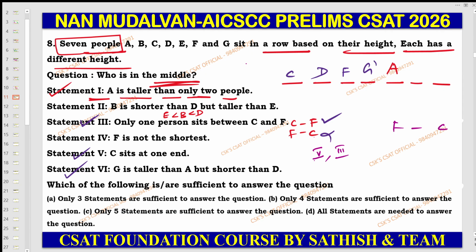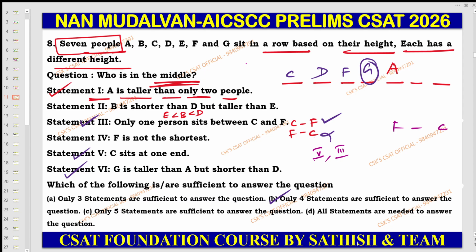So now you have to find out what? G alone. Why G alone? Middle place. So the middle place here is nothing but G. Who is in the middle? G. I am able to say this with the statements. How many statements are needed? 1, 2, 3, 4. Only 4 statements are sufficient to answer this question. Getting?